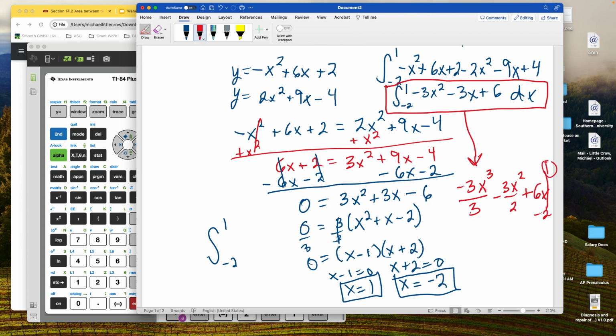Well, you put the upper end in. We're running out of room, so you put 1 in for x. So I'll just put that as f of 1, and then you subtract f of -2. So you get those two values, and what we should end up with is 13.5. Okay. Anything else? We good?